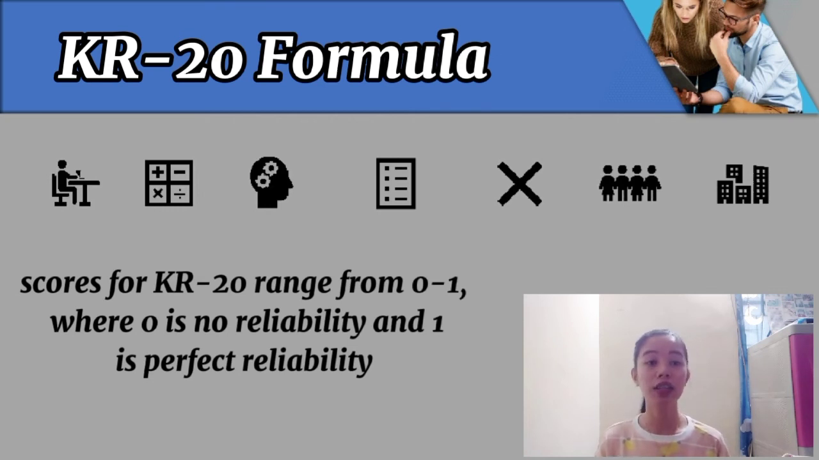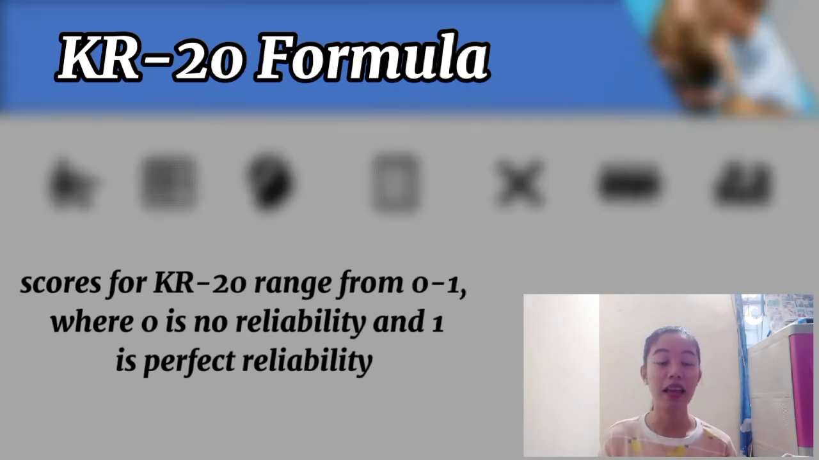So the KR20 is used for items that have varying difficulty. For example, some items might be very easy, others more challenging. It should only be used if there is a correct answer for each question. It shouldn't be used for questions where partial credit is possible or for scales like the Likert scale. So the scores for KR20 range from 0 to 1, where 0 is no reliability and 1 is perfect reliability. So the closer the score is to 1, the more reliable the test.